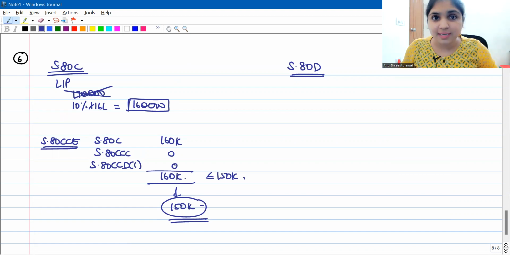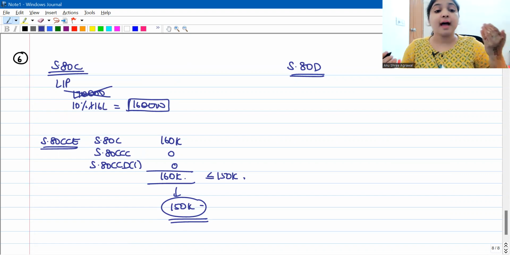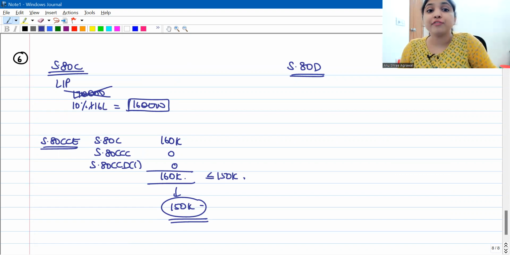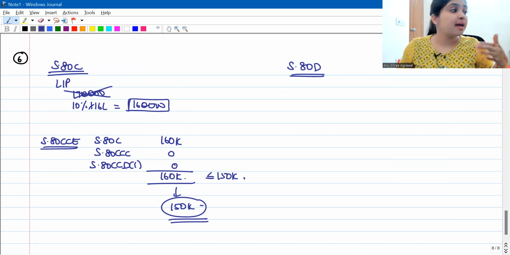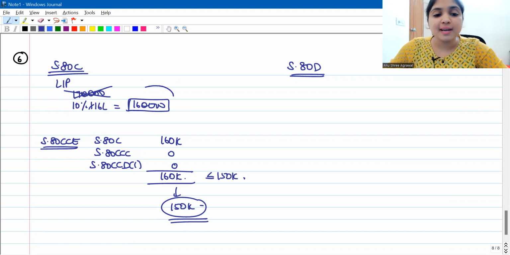You understood this part? Yes, life insurance premium for self, spouse, children allowed. Here we are paying life insurance premium for assessee's son. No doubt the son is a major. That doesn't make any difference to us, right? And also the policy is taken on or after 1st April 2012, which means at the maximum we can pay only 10% of sum assured as premium. That was 1,60,000, which we restricted to 1,50,000.